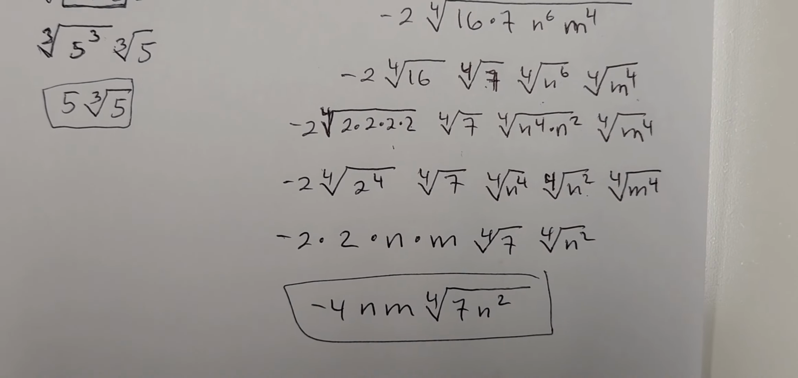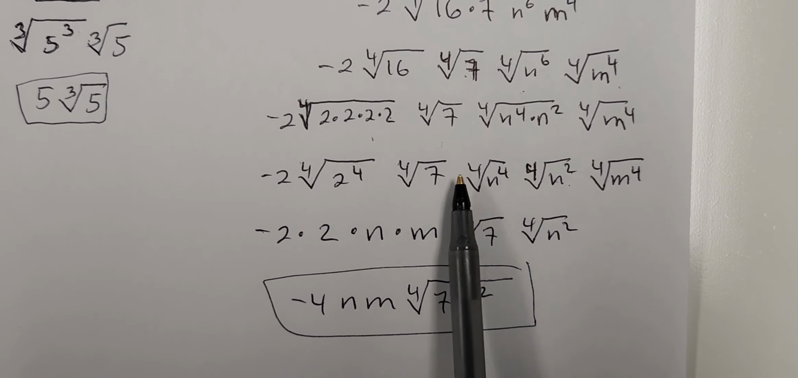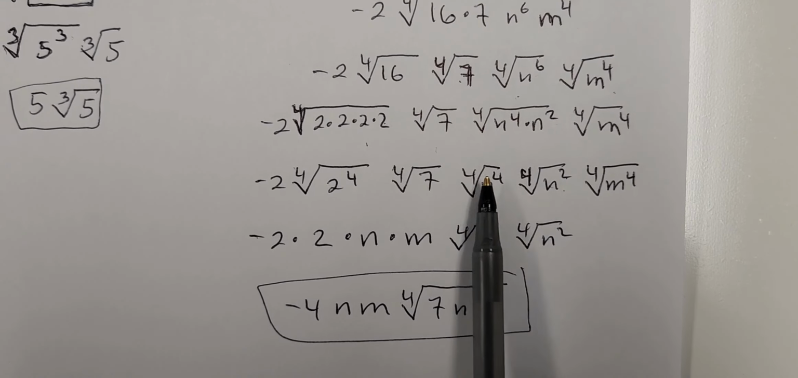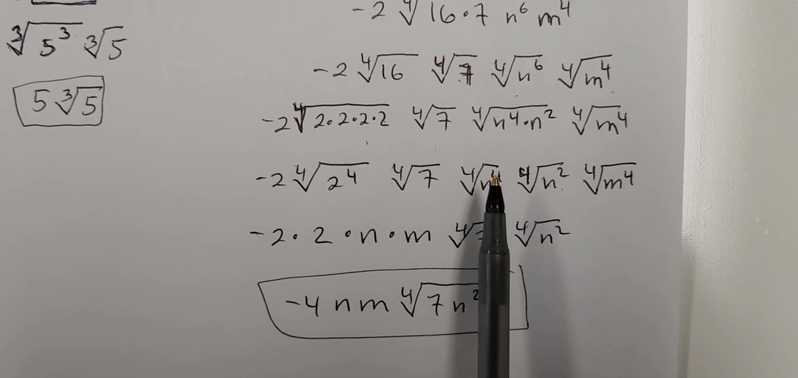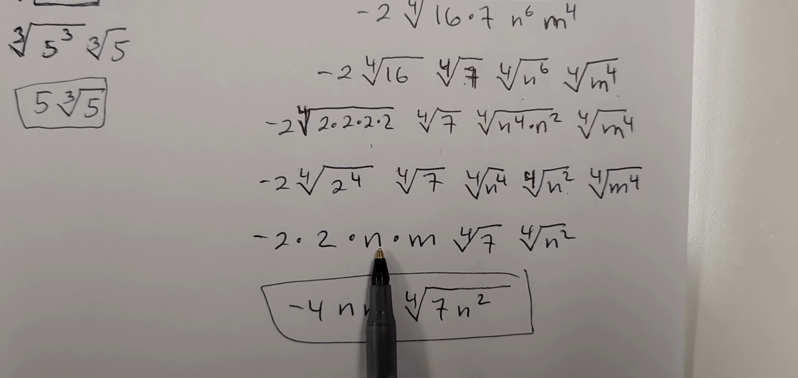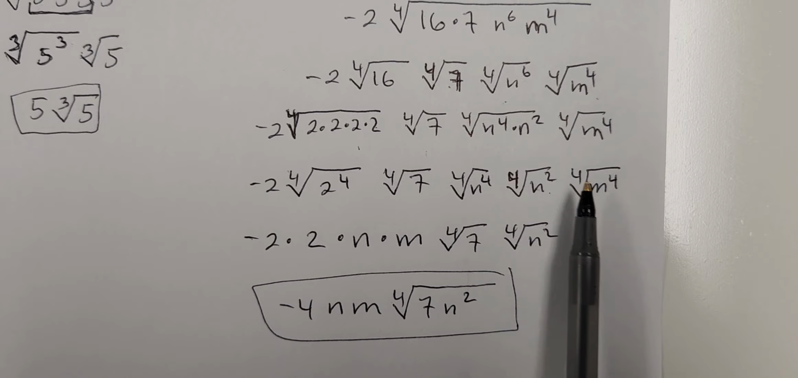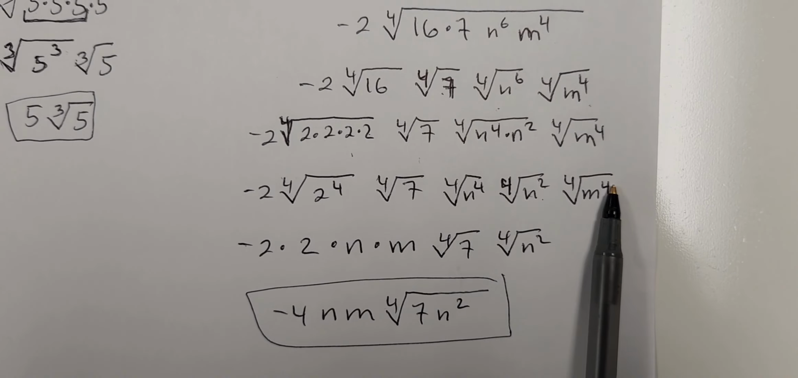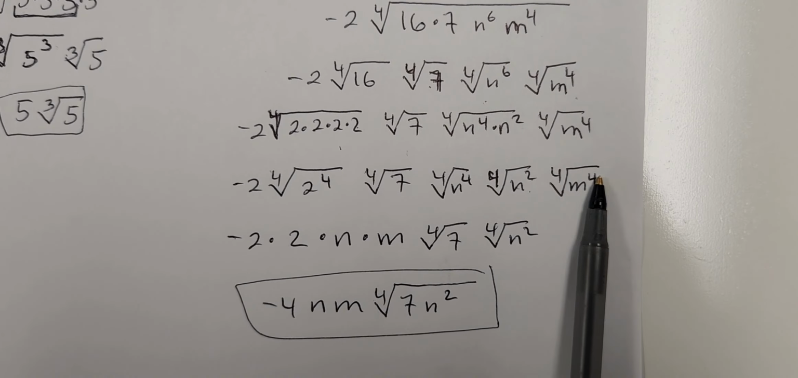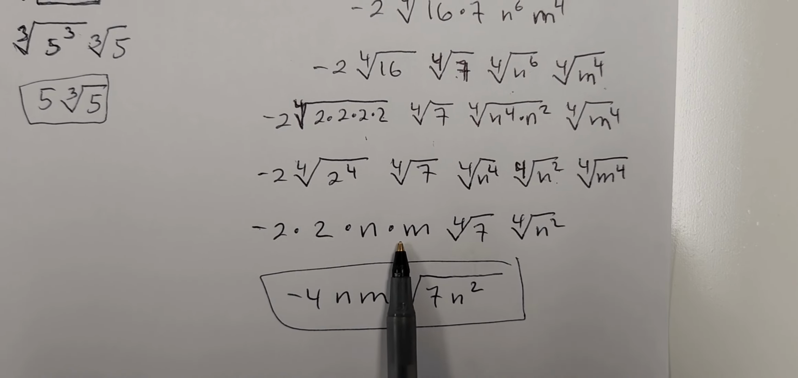Okay, now this 4n here, 4 and this 4, they are the same, so they cancel out, so I bring this n over here. And this m over here, same thing. This 4 and this 4 are the same, so they cancel out, so I bring this m over here.